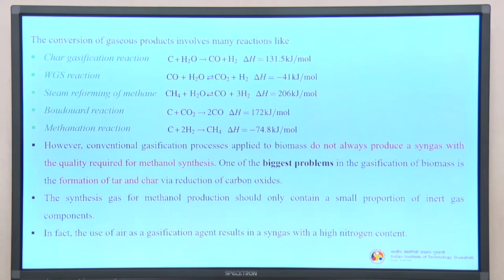A Boudouard reaction: carbon plus carbon dioxide reacts to give us 2 moles of carbon monoxide. Then the methanation reaction: here carbon plus 2 hydrogen gives us methane. Now, again the same methane gets converted to carbon monoxide. So, all these are going on simultaneously.